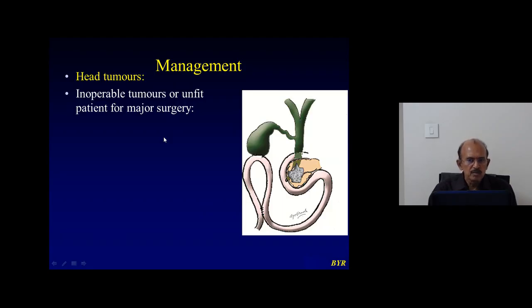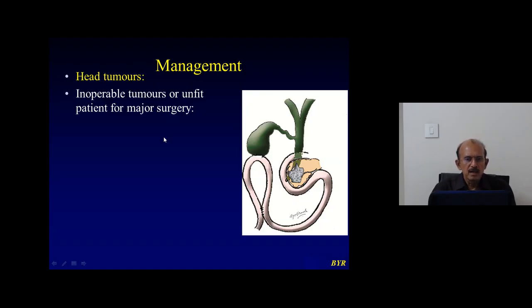You want to remove the tumor, but the tumor is inoperable because it has infiltrated various surrounding organs, or it has infiltrated the portal vein, or the patient is very feeble, and his cardiac or pulmonary condition is not suitable to undergo such a major operation. Then what do you do? As you cannot do the surgery, because it is inoperable or the patient is not fit, you have to relieve the symptom of the patient. The main distressing symptom is pruritus, which is due to obstruction to the bile duct.